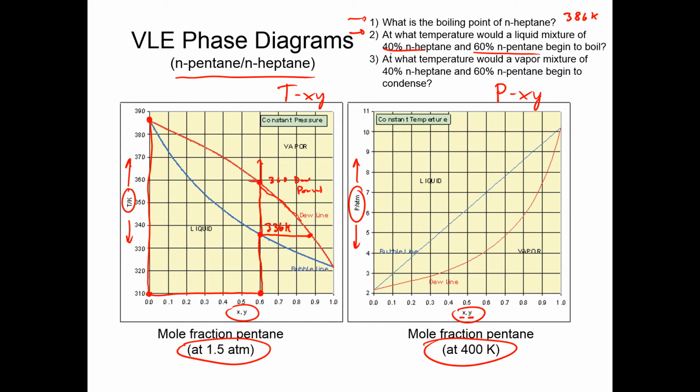Okay, and then at what temperature would a vapor mixture of 40% N-heptane and 60% N-pentane begin to condense? And that's this dew point that I just identified right there. So that's about 360 or 358 Kelvin. Okay, so let's go on.